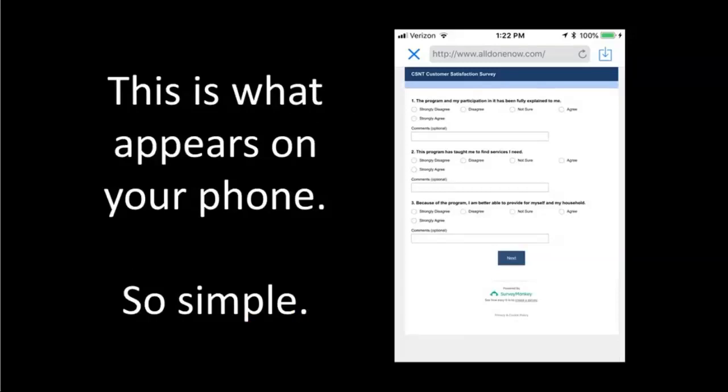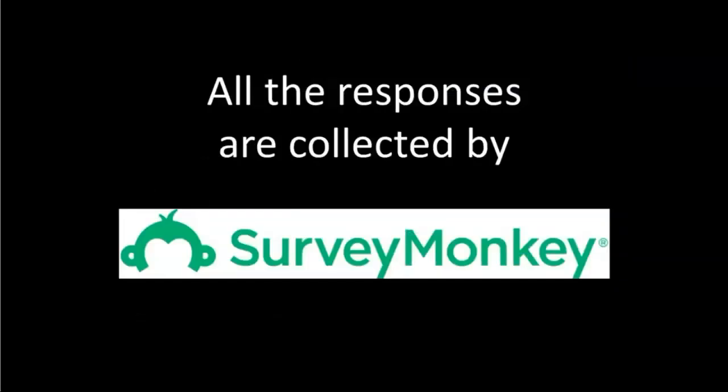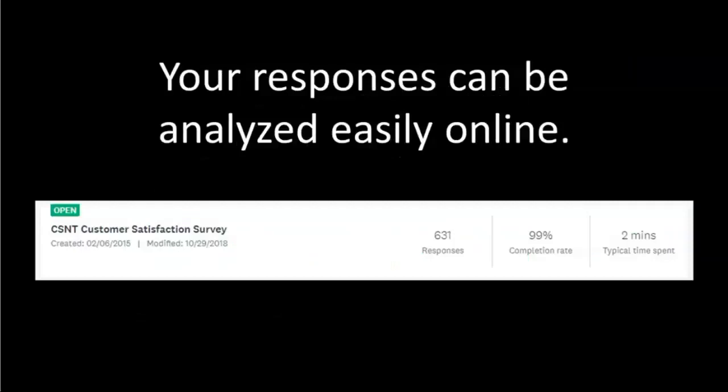All right, so all the responses are collected by SurveyMonkey. Your responses can be analyzed easily online. So just take a look here. We've had 631 responses, 99% completion rate. This means that 99% of the people that start the survey complete the survey. And it takes them about 2 minutes to do on the average. Then you can get all sorts of reports.